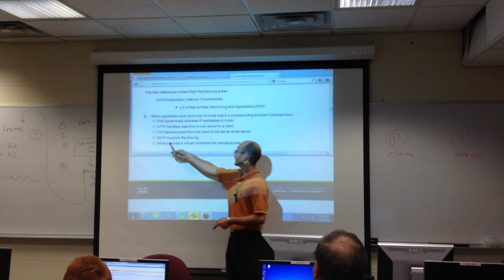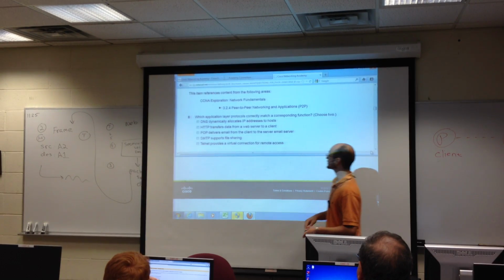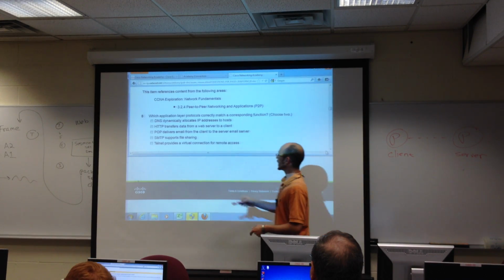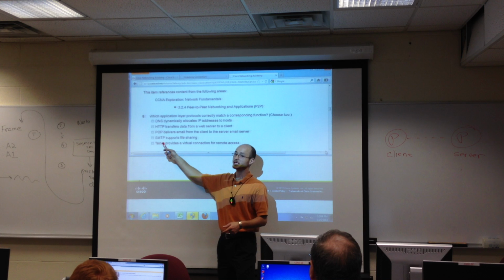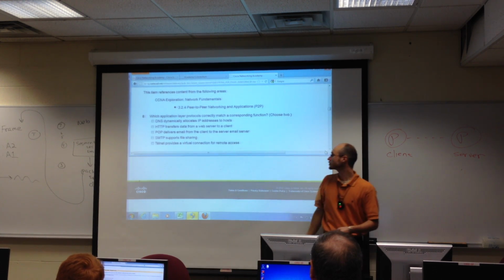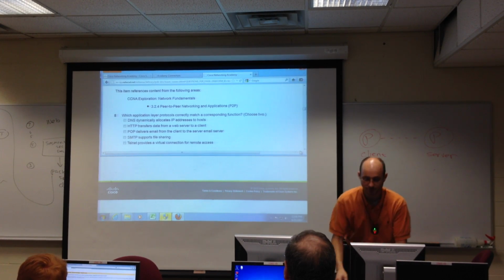What about SMTP? Does that support file sharing? No. SMTP is Simple Mail Transfer Protocol. What they're trying to trick you on is SMB, which is Microsoft's version of file sharing. So Telnet, does that provide virtual connections for node access? Yeah, you got it.